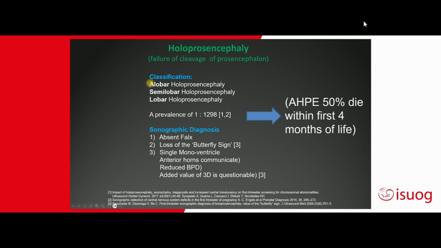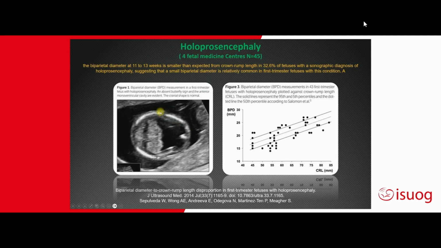We are unable to identify lobar HPE in the first trimester, a terrible condition in which 50% of these die within the first 4 months of life. Also, a useful sonographic marker is a reduction in the BPD, which we reported back in 45 cases of HPE back in 2014.